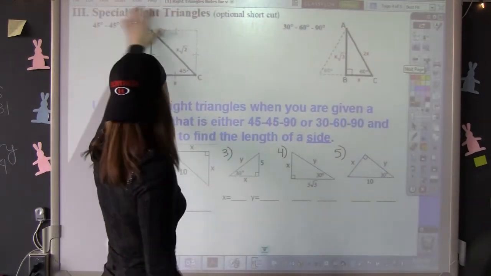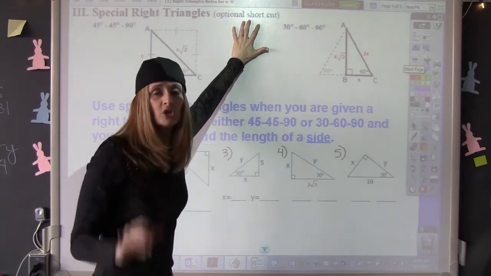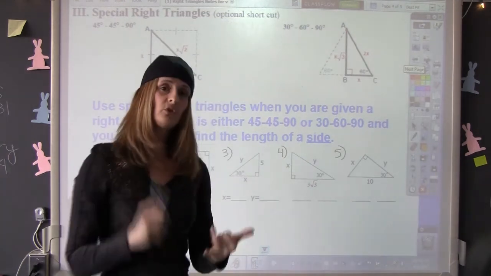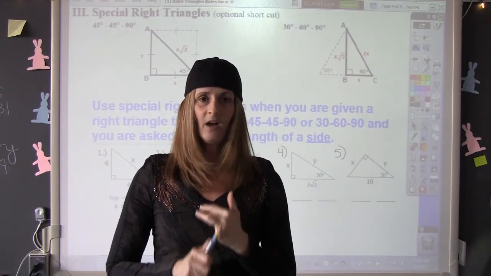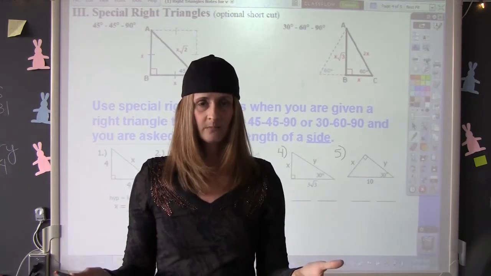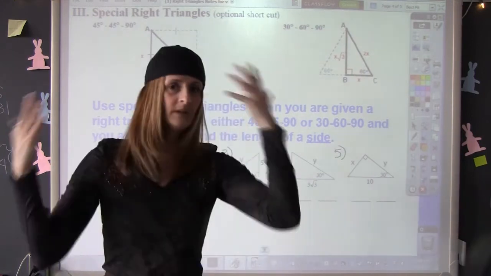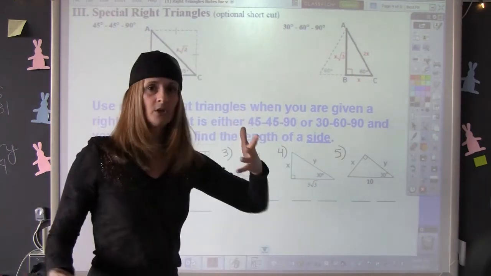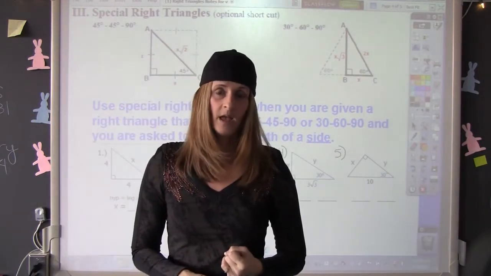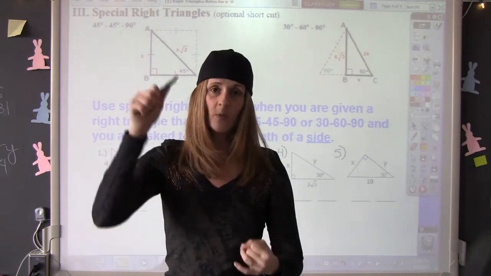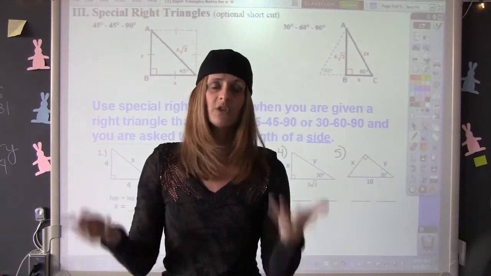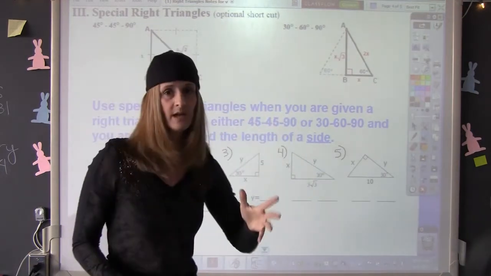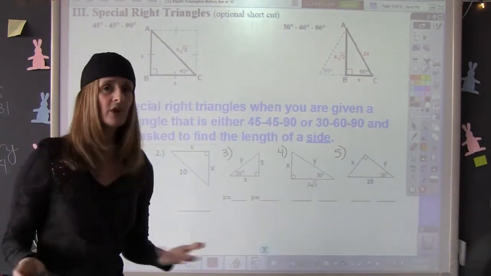This special right triangles is an optional shortcut, okay? If you get a problem that has multiple choice answers, and they all have radicals in them, and you have completely forgotten these relationships, you can use trig, get your answer as a decimal, and then figure out which of those answers is equal or pretty close to your decimal. This is an optional shortcut, but I'm just going to go over it very quickly with you.